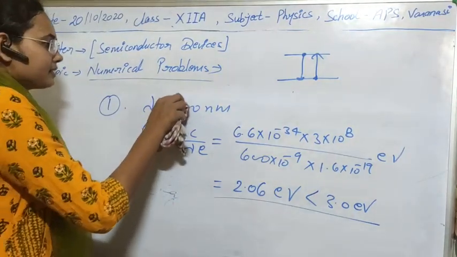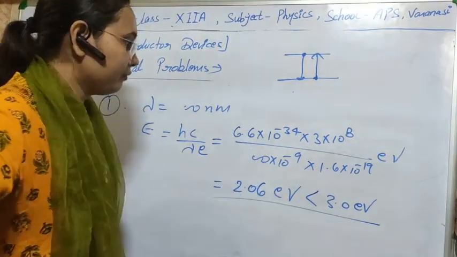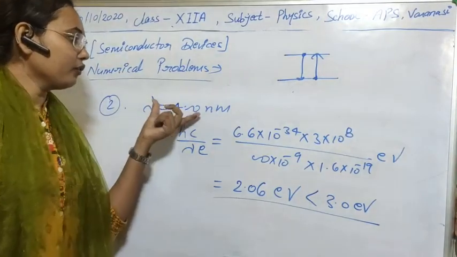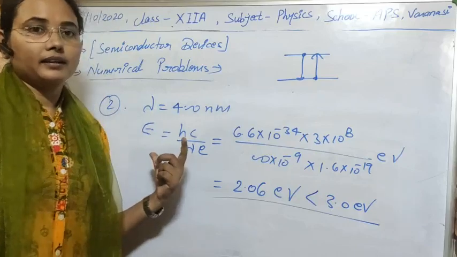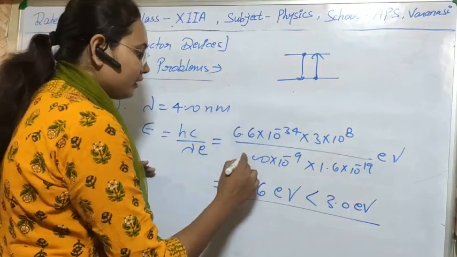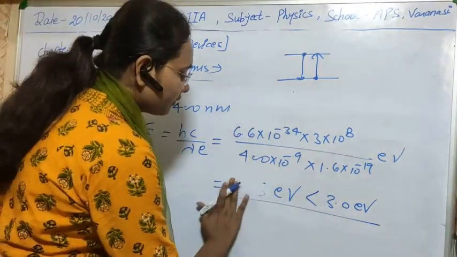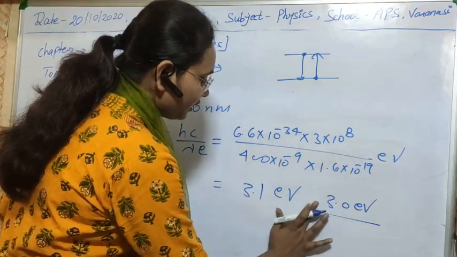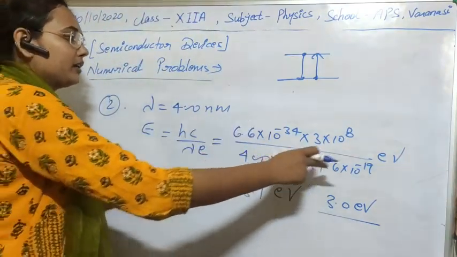The second case is where we have 400 nanometer. Let's see, for 400 nanometer wavelength of light, can we detect any current or not? Here the formula will be the same, only the wavelength will be changed. After solving this, we will get the value, which will be equal to 3.1 electron volt.